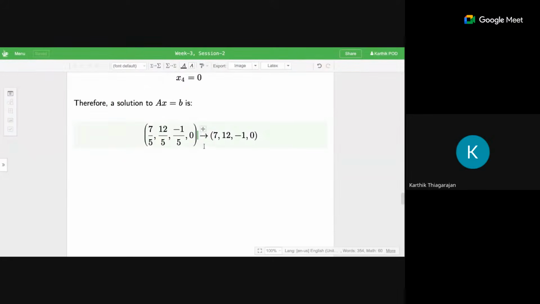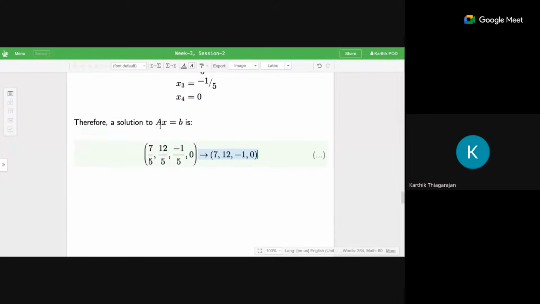So see, this is a solution, right? I multiplied this by 5, which you can't do, right? If you multiply x by 5, b will also have to be scaled by 5, right? So this is the solution. You can't do this multiplication business. You can do that only if you are doing Ax equal to 0. So this is the solution. Is that clear to everyone what just happened?